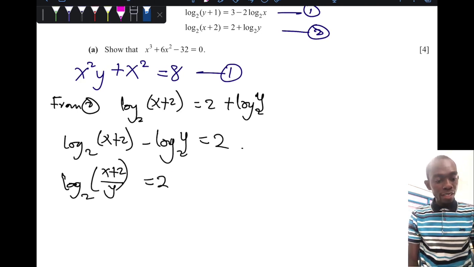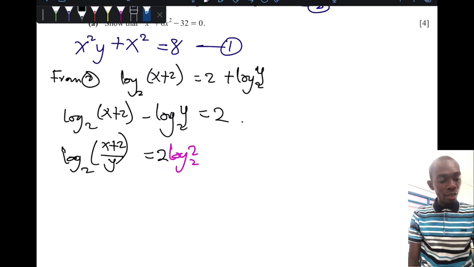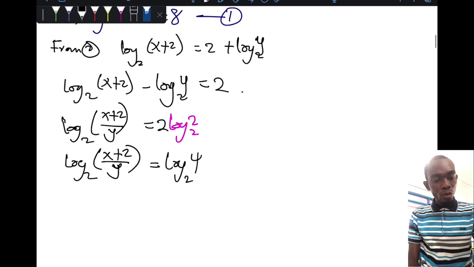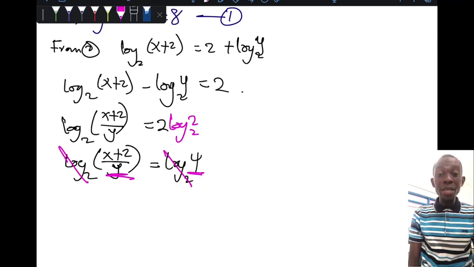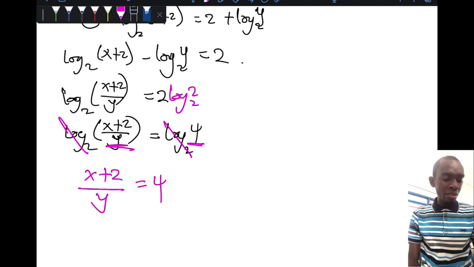Now, I'm going to write this as log 2 base 2. Then my next step is going to give me log (x + 2) over y base 2 is equal to log 4 base 2. So I can say that if this log and that log are the same, then this and that should also be the same. So I'm going to have (x + 2) over y is equal to 4. And I can write x plus 2 is equal to 4y. All right.